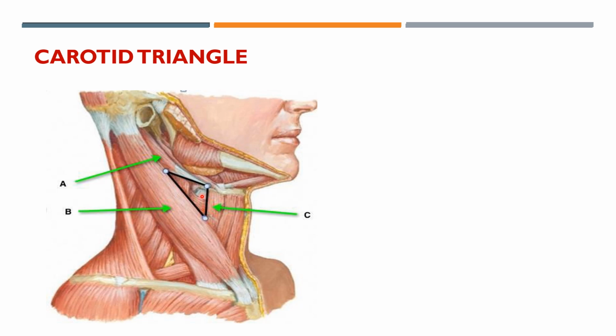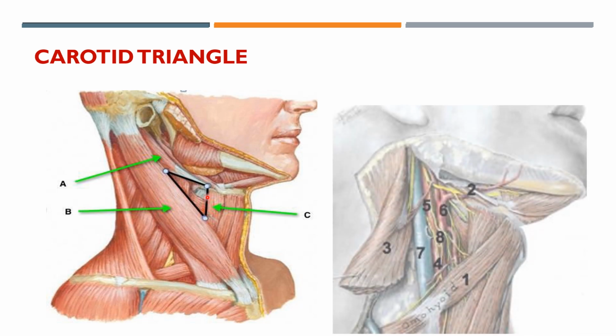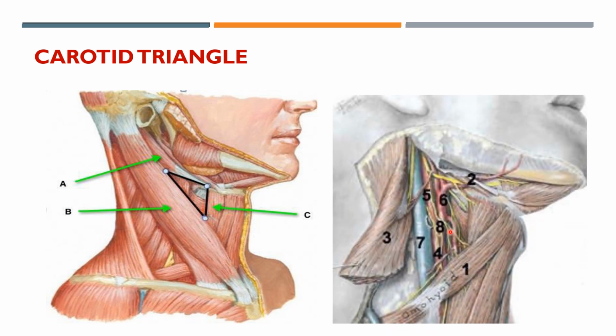It has also a roof and floor. The floor again is the thyrohyoid and hyoglossus muscles, and the roof is investing layer of deep cervical fascia. This carotid triangle has contents. These are the contents. As you see here, this is a common carotid artery, and then it will divide into external and internal carotid arteries. The internal carotid artery will leave the triangle, but the external carotid artery, you can see it here.